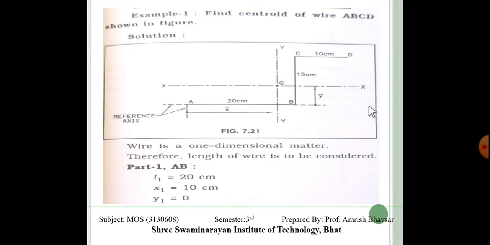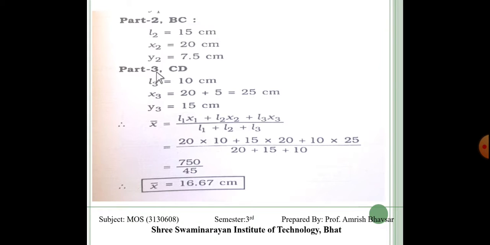Part 1, AB, having a length of 20 centimeter, x1 10 centimeter and y1 is 0 because it is on a reference axis. Now part 2, BC line, having length 15 centimeter, x bar 20 centimeter and y bar 7.5. Same way part CD, length 10 centimeter, x3 20 plus 5, 25 and y3 15 centimeter. So put down all the values.